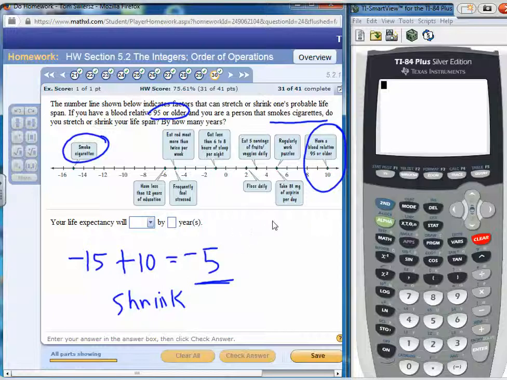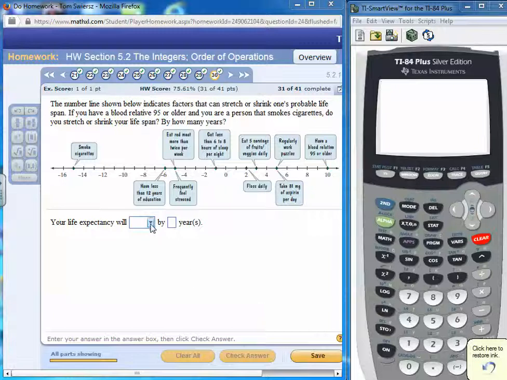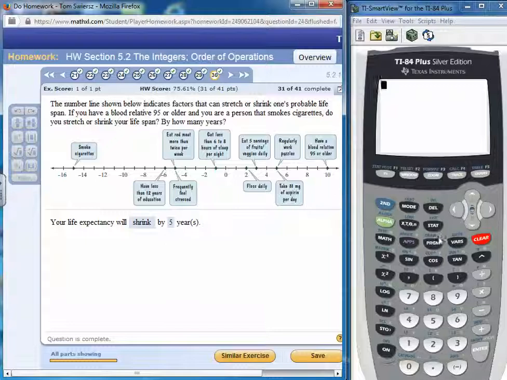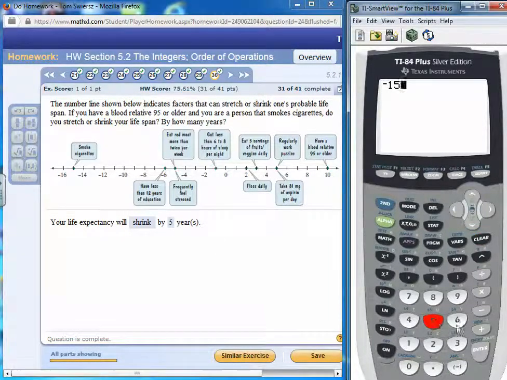So again, you would have shrink by 5 years. Okay, and we can do this on the calculator. Remember, smoking cigarettes was a negative 15. Having a blood relative was a plus 10, so add 10. And there's our negative 5, which corresponds to shrinking by 5 years.